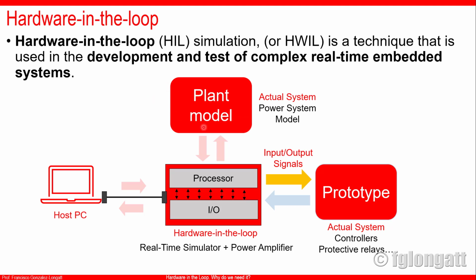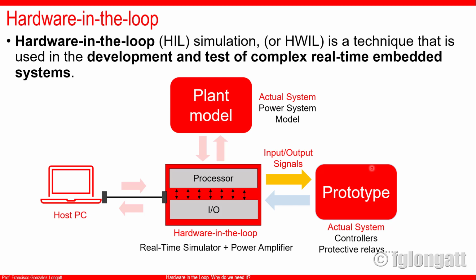Now, for instance, if we are running a simulation about transient dynamics, we can have the instantaneous values for voltages and currents. And those instantaneous voltages and currents can be used to test any kind of controller or any kind of protection. And that is where we have our prototype or the subject under test. If we are running a time domain simulation for a power system, we can use output signals that represent the three-phase voltages and the three-phase currents, and we can use those signals to test, for instance, a protective relay.